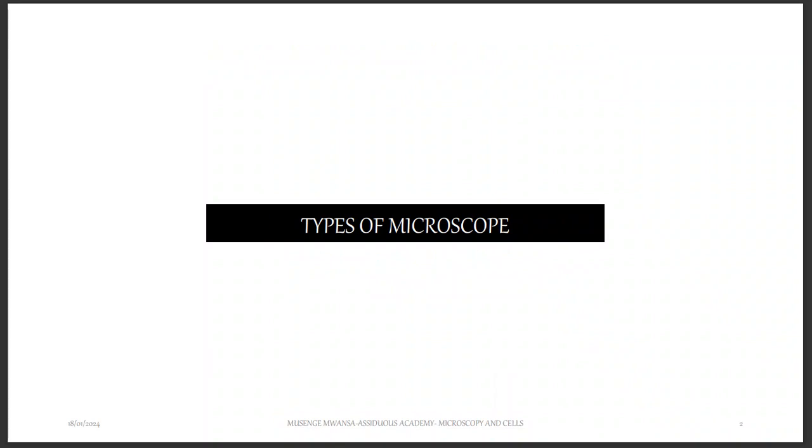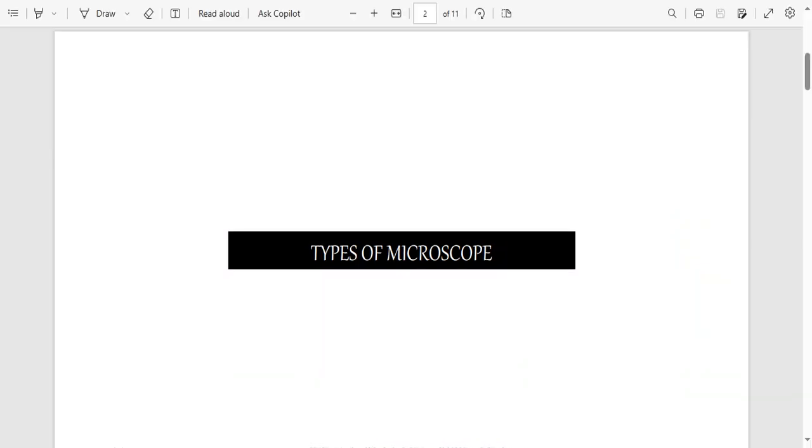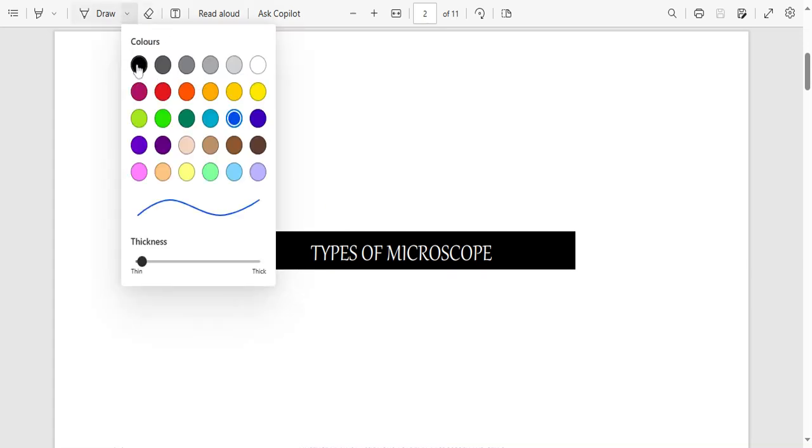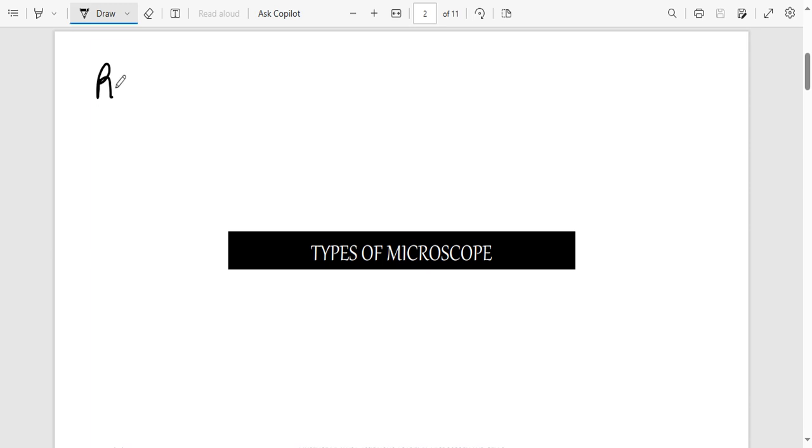Okay, so cells themselves were discovered by Robert Hooke, that guy. Let me write his name. Robert Hooke. And these cells were discovered in the year 1665. So a microscope was necessary in order for us to be able to view the cells which were discovered by this person. Now, a microscope is basically an instrument which is going to be used to make small objects big.